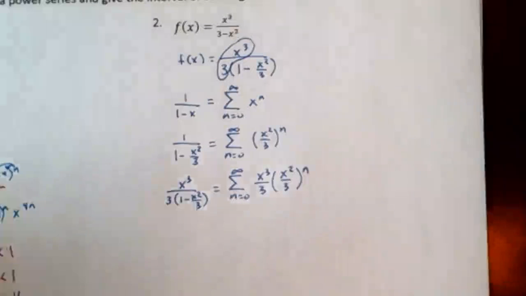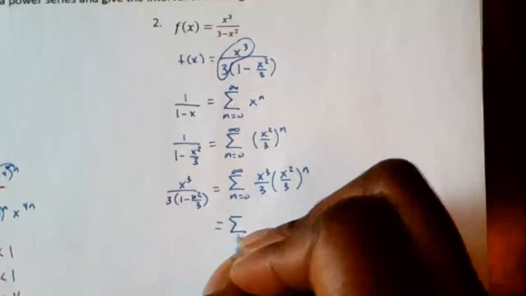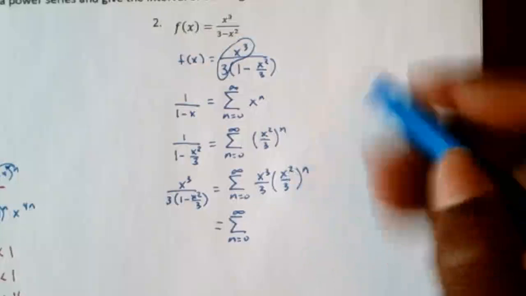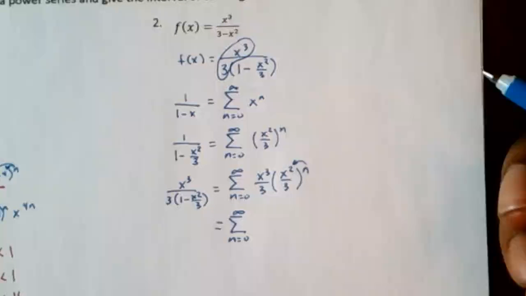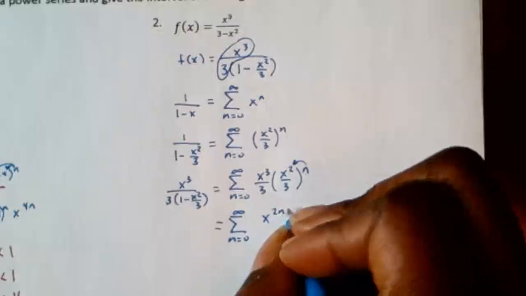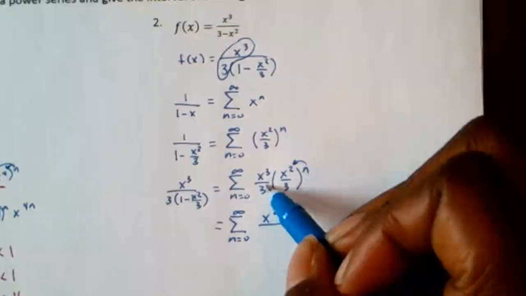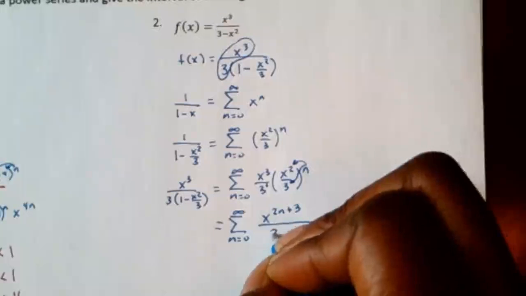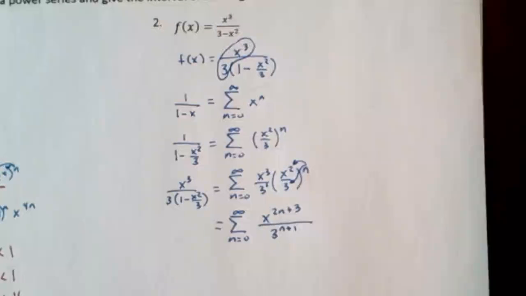I want everything to have its own separate base. And so I'm going to start with the x part. So I have the sum, n equals 0 to infinity. I have x cubed and I have x to the 2n. And so remember, properties of exponents says that you can add those exponents. So you'd have x to the 2n plus 3 all over. Here I have 3 to the 1 and I have 3 to the n. So I have 3 to the n plus 1. And there's my power series.